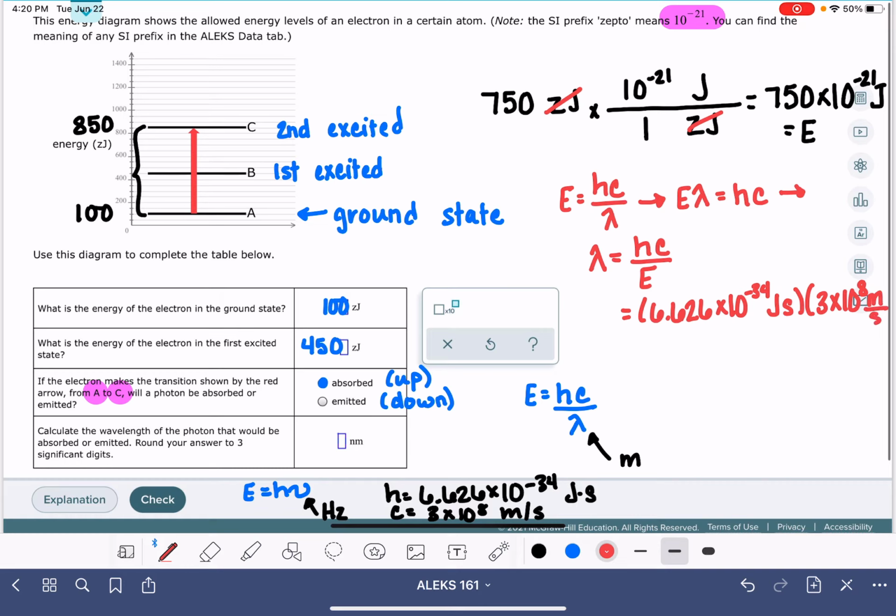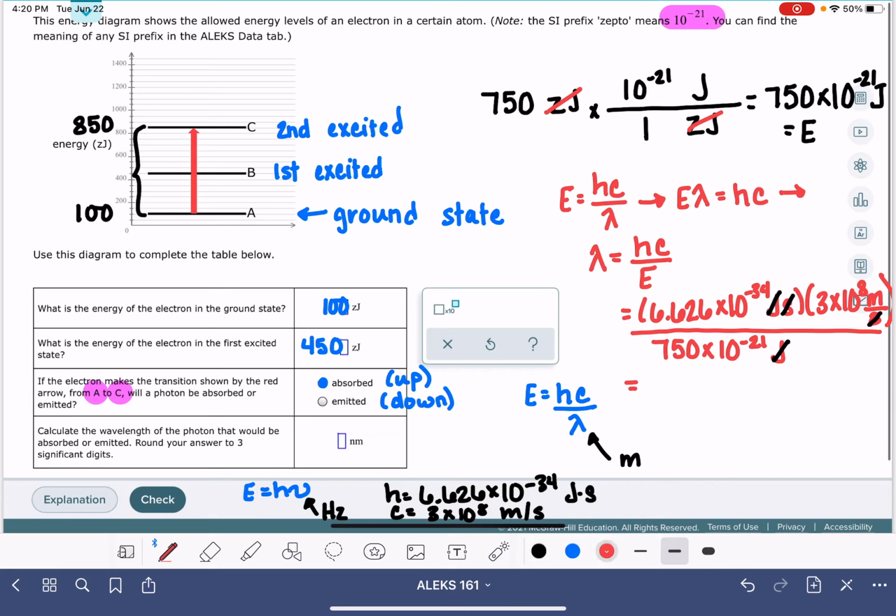Next, we have the speed of light, c, that's 3 times 10 to the 8th meters per second, and then we're going to divide that by the energy that we calculated, 750 times 10 to the negative 21 joules. If we look at our units here, the joules are going to cancel, and then the seconds are going to cancel, and we're going to be left with units of meters.